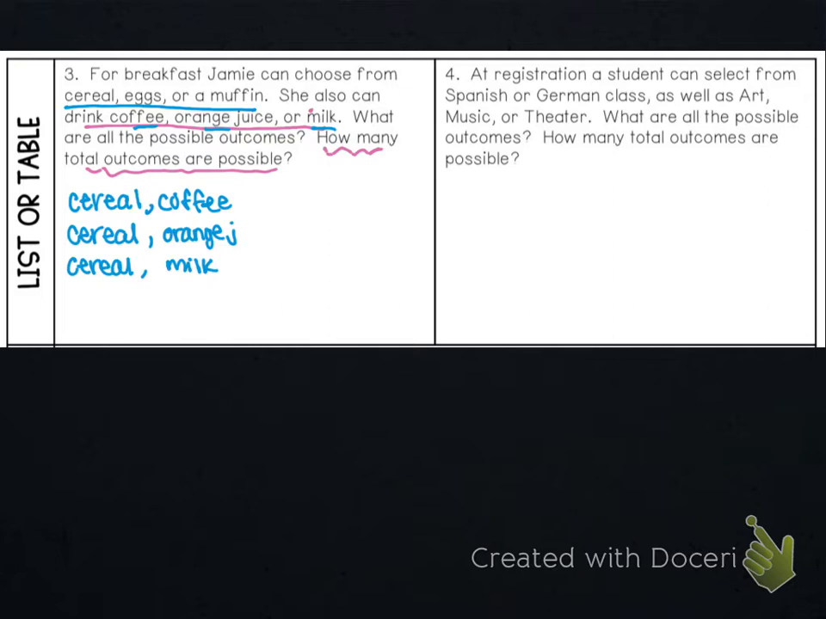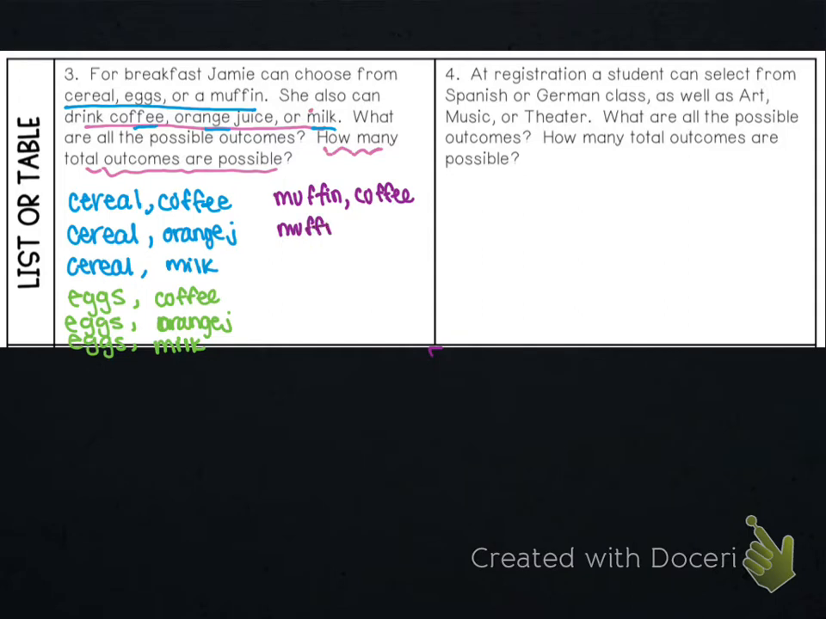Okay. And then same thing if I chose eggs. What if I chose eggs for my food and not cereal? Then that means I have those same possible outcomes for my drinks, right? So I have eggs, but I could have drank coffee, orange juice, and milk. Okay, does this make sense? So then if I chose the muffin, I could have coffee. If I chose the muffin, I could have orange juice. And if I chose the muffin, I could have milk.